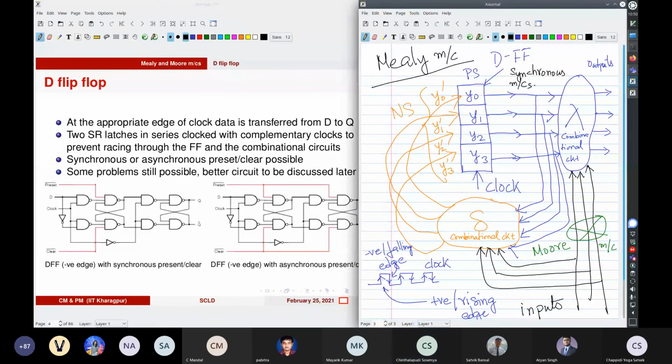So why are these synchronous? Because they work under the influence of a clock. So simply these are clocked machines, clocked FSMs. The operation of synchronous machines, either Moore machine or Mealy machine, happens under the influence of a clock.